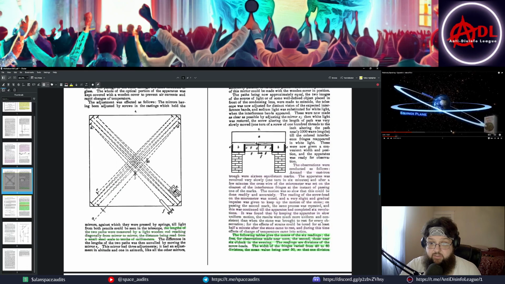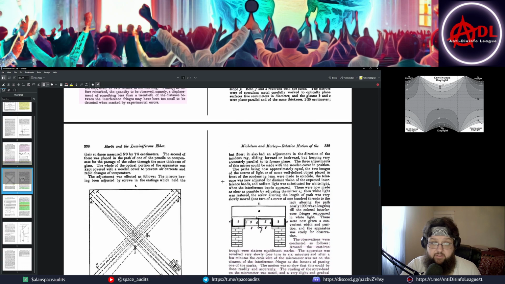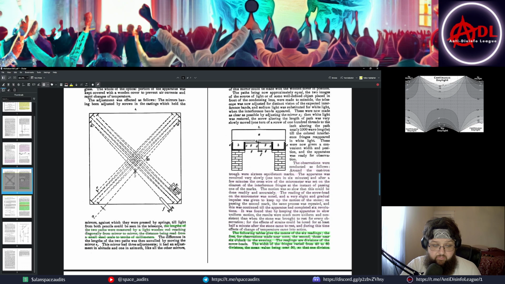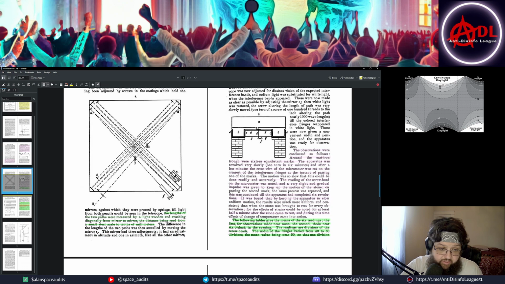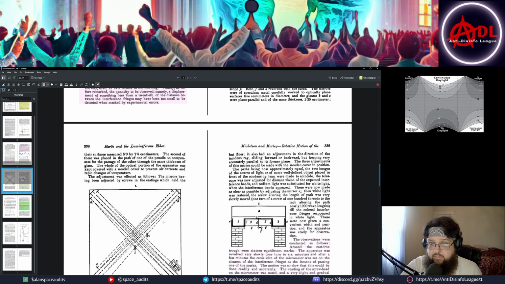So we read there how they were taking their readings. They had a cross wire to mark the fringes, and then they would go back and measure it with, I forget where it was where they talked about the rod. Oh, right here. Sorry, let me read this real quick too. I apologize.